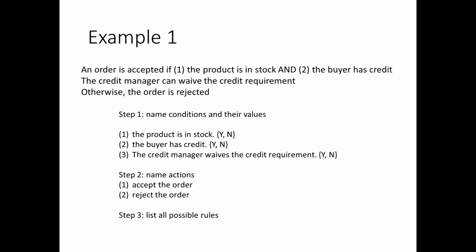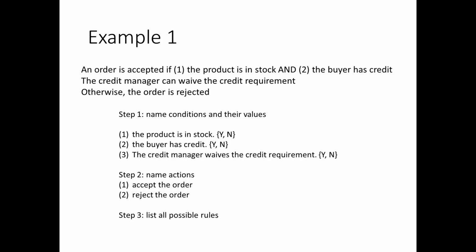In the first example, we want to describe a decision which is about whether to accept or reject an order. The decision is just like this. If the product order is in stock and the customer has good credit, here, both should be satisfied. Then the order is accepted and fulfilled. On the other hand, this credit requirement could be waived by the credit manager. So which means if product is in stock and the buyer doesn't have good credit, but the credit manager waived the credit requirement, still the order is accepted. Finally, any other orders would be rejected.